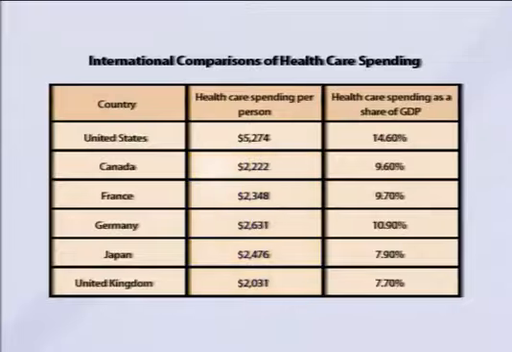If you look at healthcare spending as a share of GDP, healthcare spending in the U.S. as a share of GDP was 14.6% of GDP. If you look at Canada, France, and Germany, healthcare spending as a share of GDP was 9 to 11% of GDP. If you look at Japan and the United Kingdom, healthcare spending in those two countries was roughly 8% of GDP. So the United States is spending extraordinarily more on healthcare.